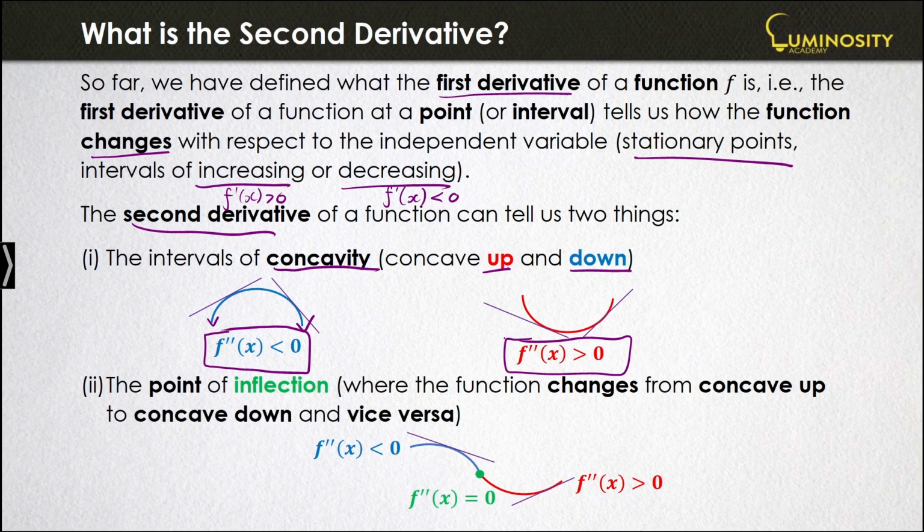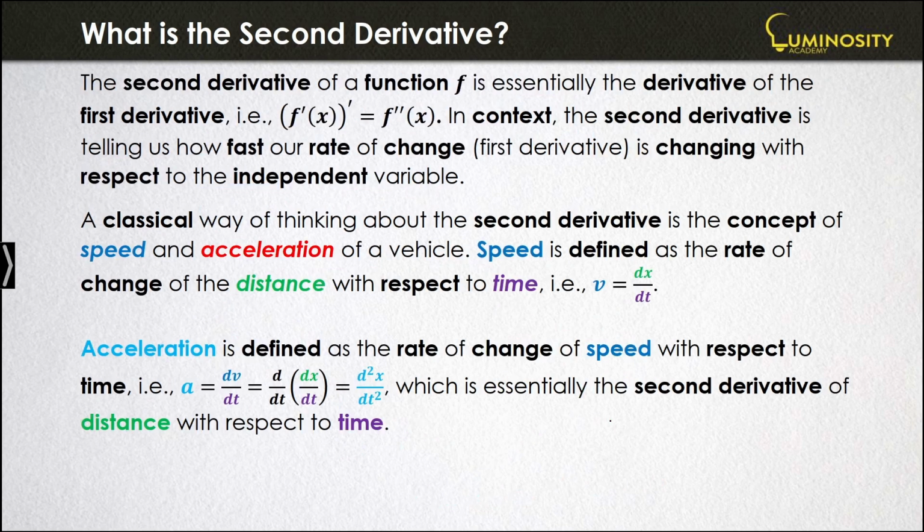And then the second thing it can tell us is what we call the point of inflection. So the point of inflection is where the function changes from either concave up to concave down or concave down to concave up. Okay, so we can see an illustration here. The graph here starts off going concave down and then suddenly shifts and becomes concave up. So at the point that it suddenly changes concavity, that is what we call the point of inflection. Okay, so those are the two key properties that the second derivative can tell us about the function, and it gives us a more accurate description of what the function will look like.